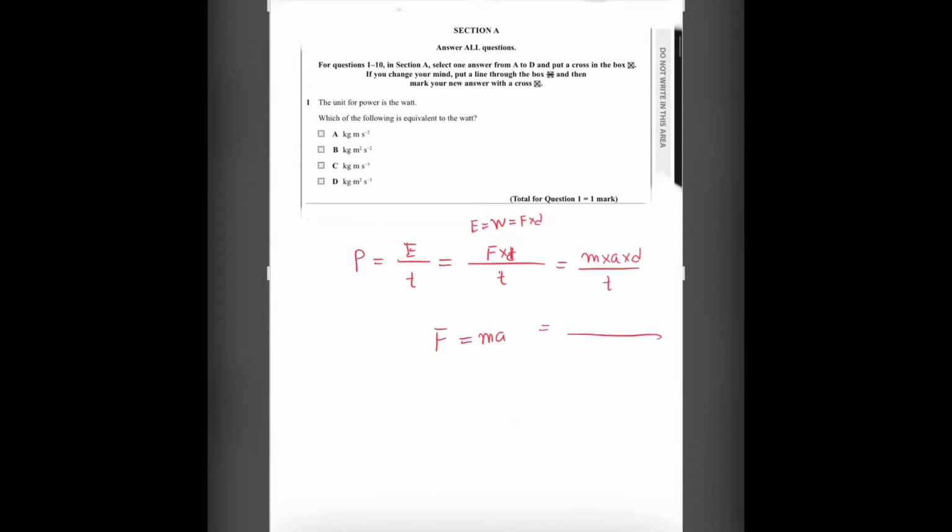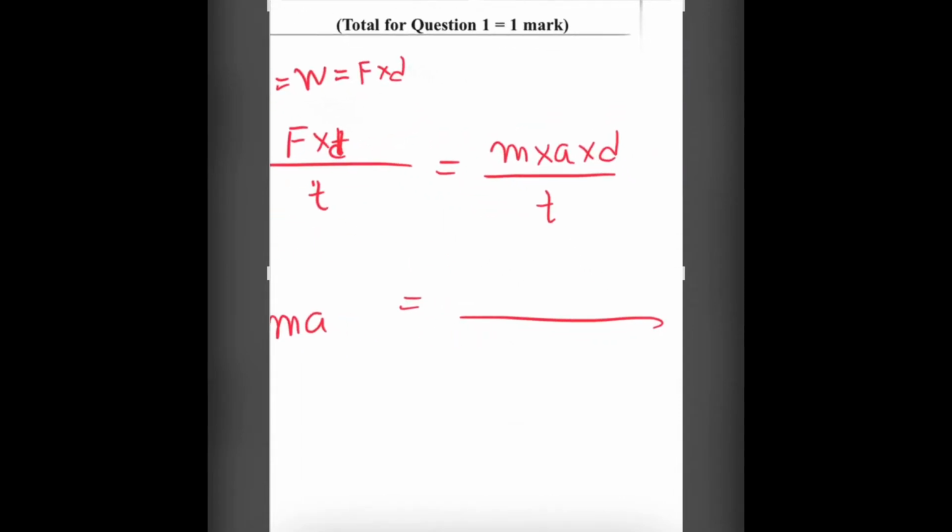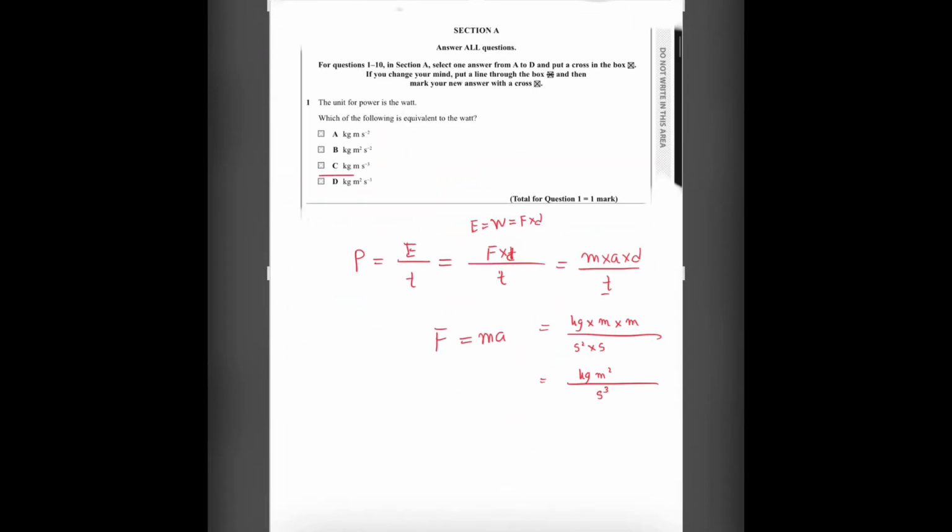So mass, the standard international unit for mass is kg. The standard international unit for acceleration is meter per second square, and for distance it's meter, and for time it's seconds. So it would be kg meter square second cube. So the answer to this question is D.